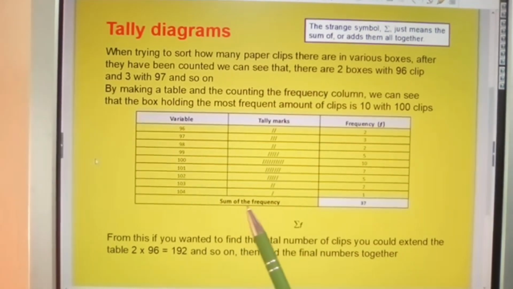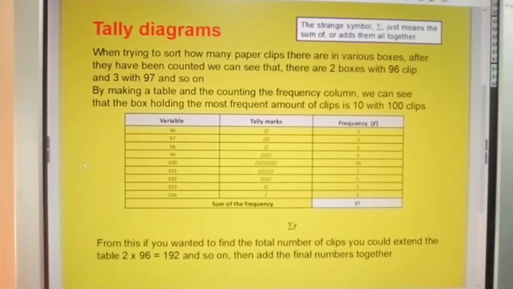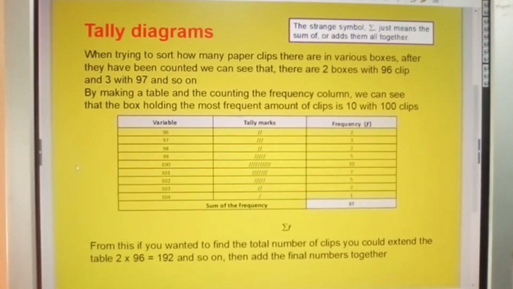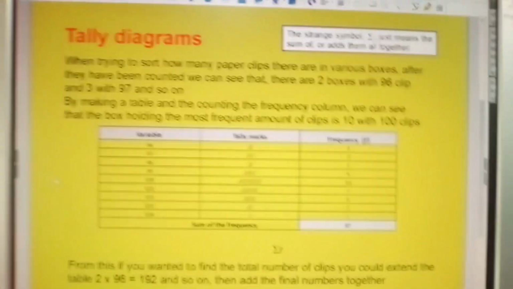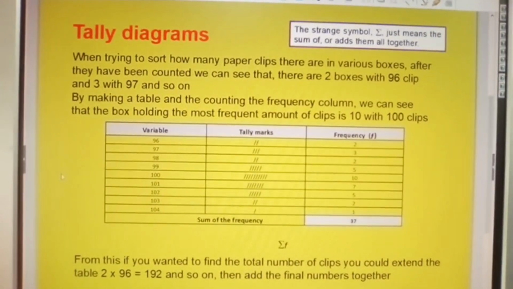And here we have some of the frequency. Now one of the things, you have to write this out so you can understand it for yourself and you can understand what is being done.